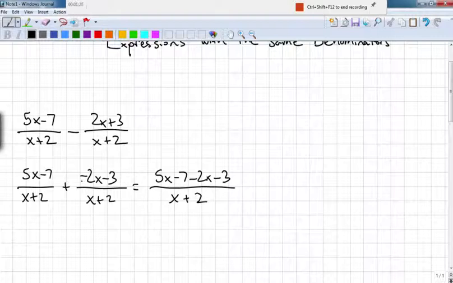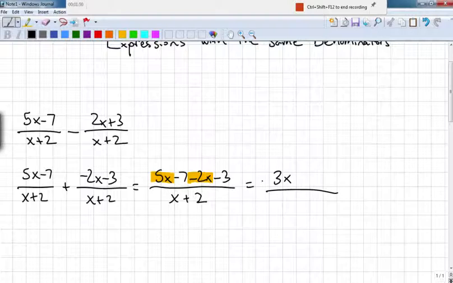If you didn't distribute, you might put plus negative, or you could just do it in your head as you go. 5x minus 7 minus 2x minus positive 3. Just whatever way is easiest for you to do that. But in the end it comes out like that. At this point you're going to combine like terms in the numerator. So I got 5x and a negative 2x adds up to 3x.